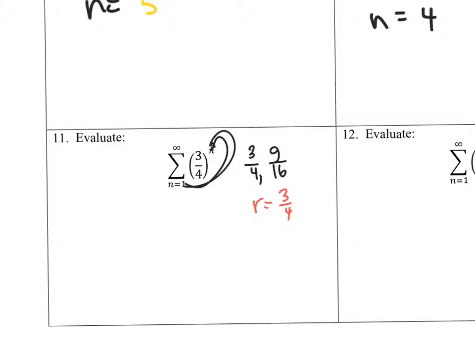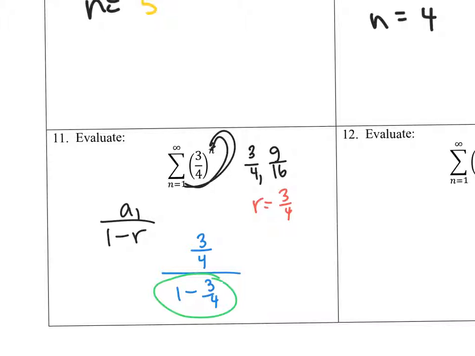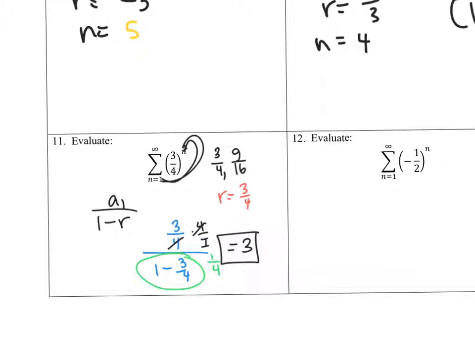So I'm going to use the formula A sub 1 over 1 minus R. So it's going to be 3/4 over 1 minus 3/4. So 1 minus 3/4 is 1/4. So this is going to be 3/4 times 4 over 1. Cancel out the 4's, which is 3. So the sum of that infinite geometric series is 3.